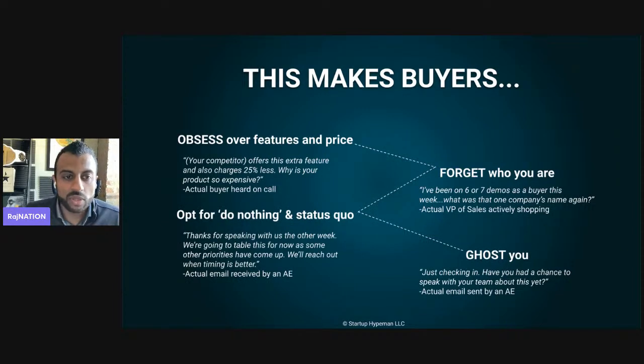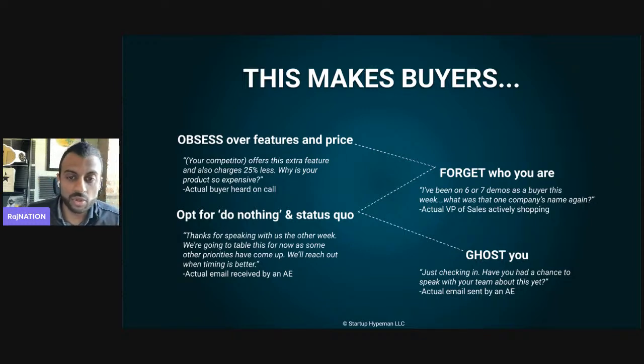And what happens? Well, it makes buyers obsess over features and price. It makes buyers forget who you are. It makes buyers opt for doing nothing and choosing the status quo instead. And in some cases, it turns buyers all the way over to ghosting you. These are actual quotes that were heard on different calls. So obsessing over features and price, the buyer said, well, your competitor offers this extra feature and also charges 25% less. Why is your product so expensive?